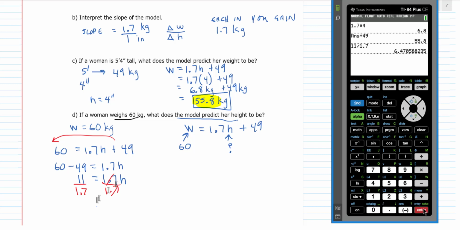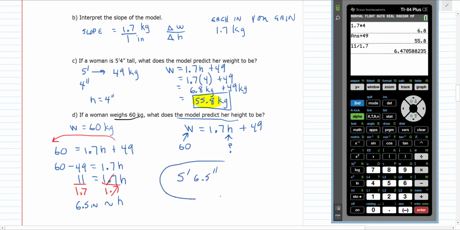Okay, so we're just going to round that off. So it's about 6.5 inches is what h is. Okay, so the woman's 6.5 inches, right? No. Okay, how tall is she? She's 5'6.5". Okay, that's what it is. Remember, the height is past the 5 feet. Okay, so that's how that would go.